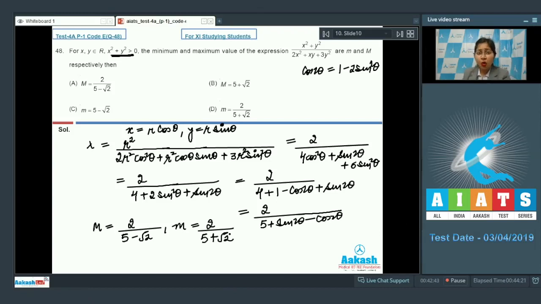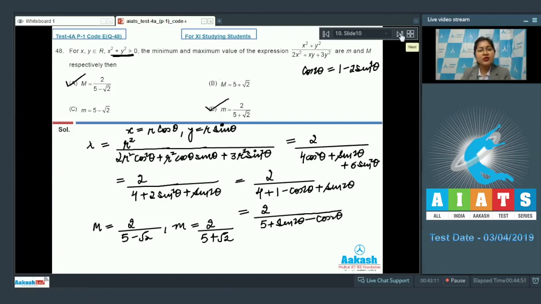Now this question can also be solved if here we put x by y equal to t, and then we take the expression equal to lambda, and then we can make a quadratic in t and the discriminant can be put greater than or equal to 0. From there also we will find the range of the function. So from the given options it can be seen that option number A is correct and option number D is also correct, right? I hope the question is clear.